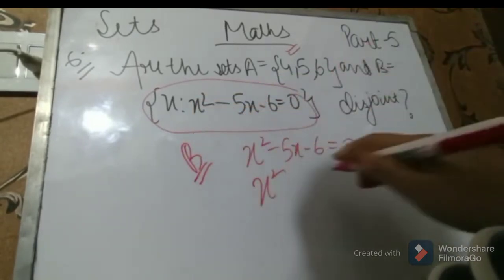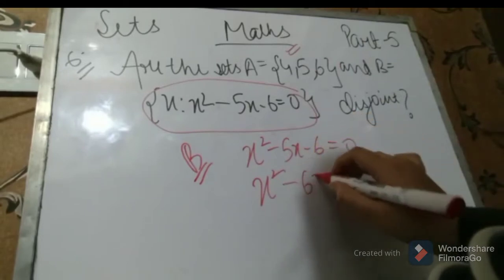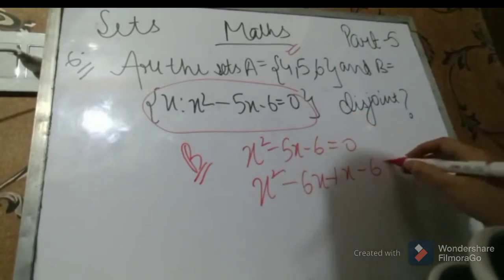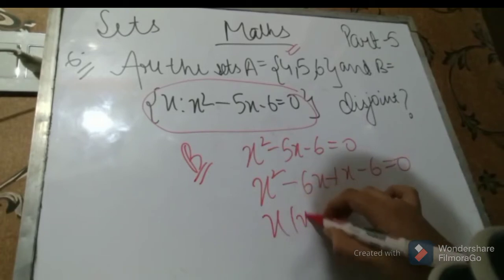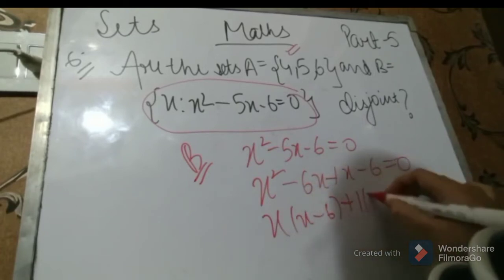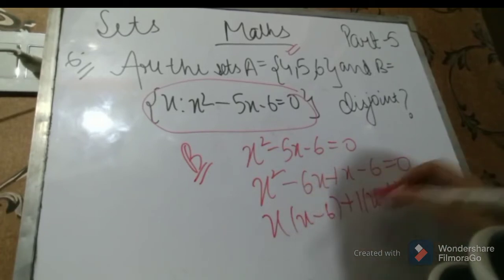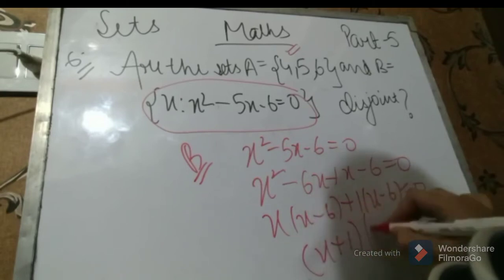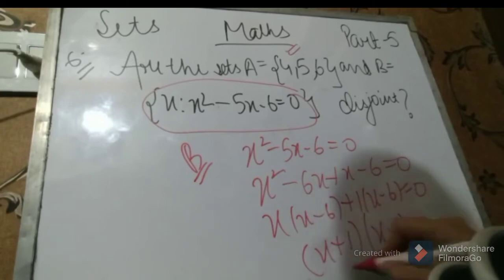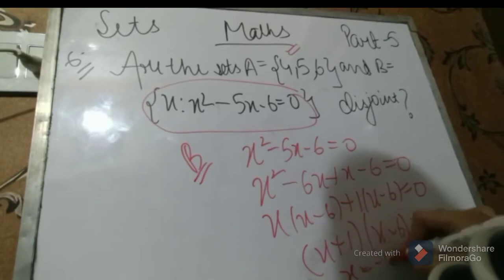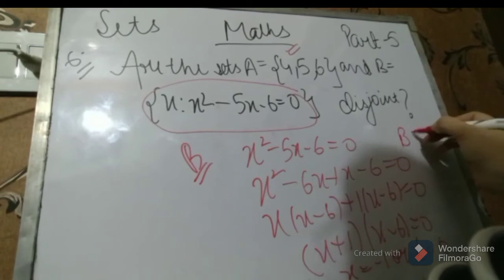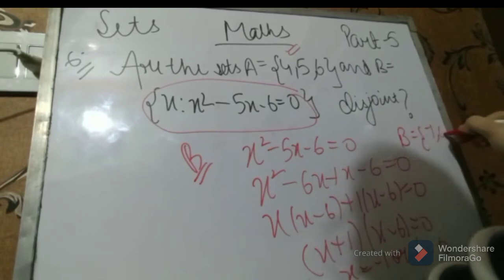Now it's middle term splitting. Product is minus 6. x square minus 6x plus x minus 6 equal to 0. x into x minus 6 plus 1 into x minus 6 equal to 0. Then x plus 1 into x minus 6 equal to 0. So x is equal to minus 1 or x is equal to 6. So the elements in set B are minus 1, 6.